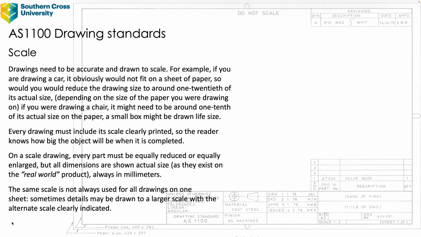Scale. Drawings need to be accurate and drawn to scale. For example, if you are drawing a car, it obviously would not fit on a sheet of paper. So you would reduce the drawing size to around 1/20th of its actual size. And that does depend on the size of the paper you were drawing on. If you were drawing a chair, it might need to be around 1/10th of its actual size on the paper. A small box might be drawn life size. And of course, again, it depends on the size of the paper.